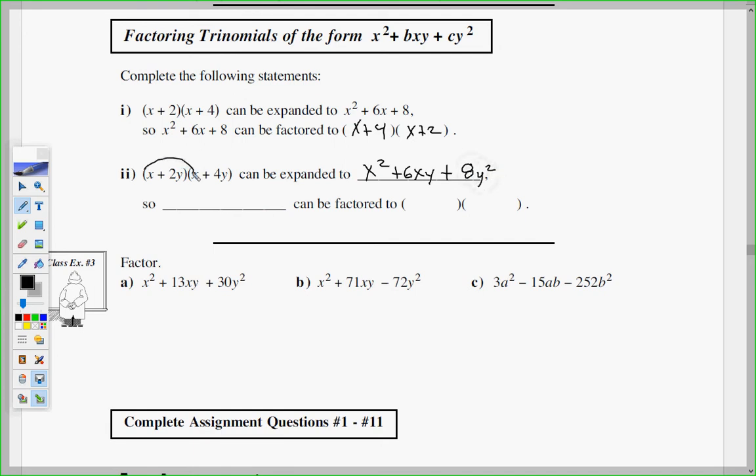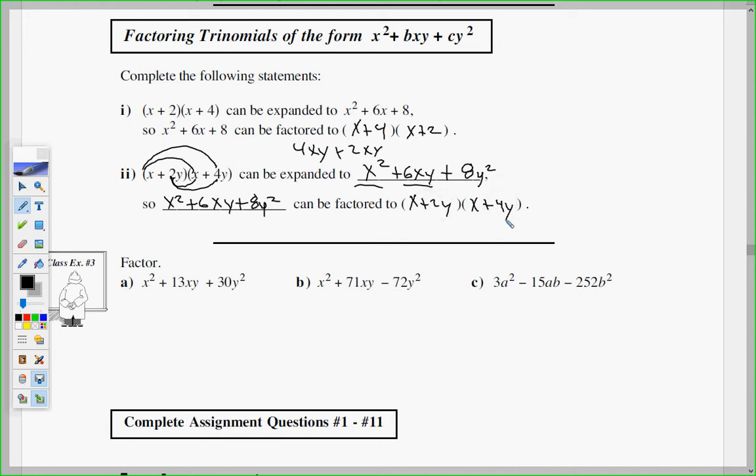So look, x times x is x squared. X times 4y is 4xy. 2y times x is 2xy. 4 plus 2 is 6. 2 times 4 is 8. Y times y is y squared. So it's still the same thing. So x squared plus 6xy plus 8y squared can be factored to x plus 2y, x plus 4y.